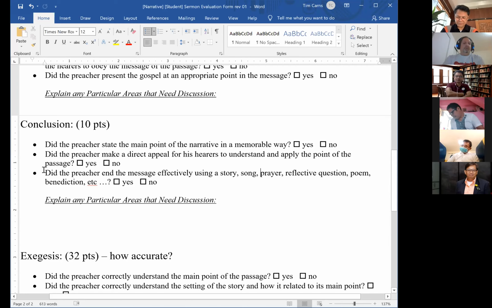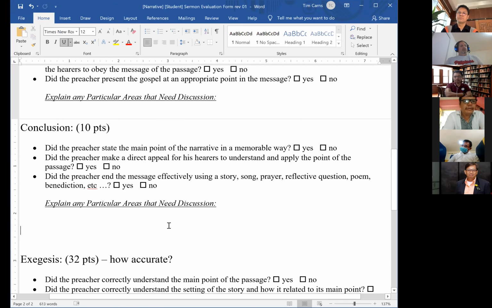So this is the point of this evaluation question: did you end the message effectively? Okay. And again, conclusions are normally fairly short, but with a narrative text, you might have a longer conclusion if that's where you unveil the main point of your passage. Okay. All right. Any thoughts or questions on the conclusion?